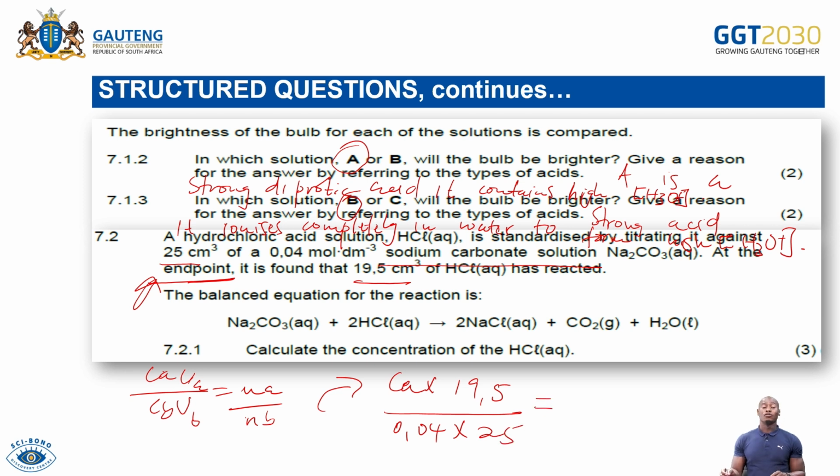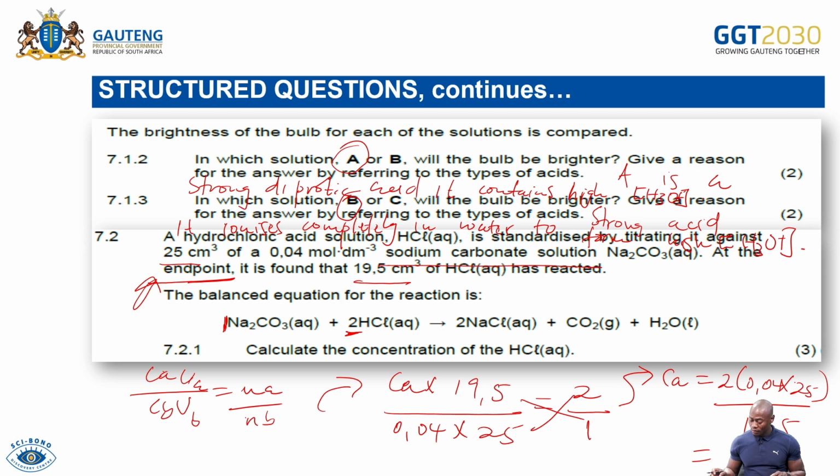Then NA, the number of moles of an acid. From the balanced equation you can see the coefficient is 2. And the number of moles of a base, from the balanced equation the coefficient is 1. Then cross multiplication. The concentration of the acid is 2 times 0.04 times 25 over 19.5, which is 2 divided by 19.5. So the concentration here is 0.1013 mole per cubic decimeter, or 0.10.